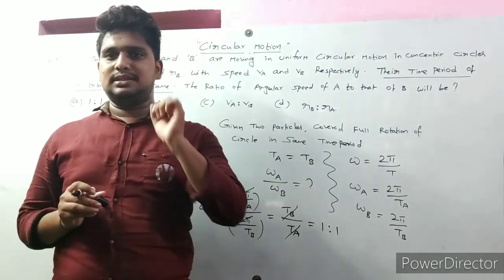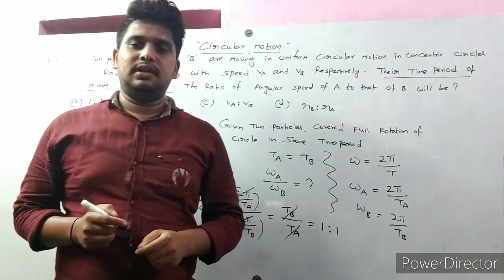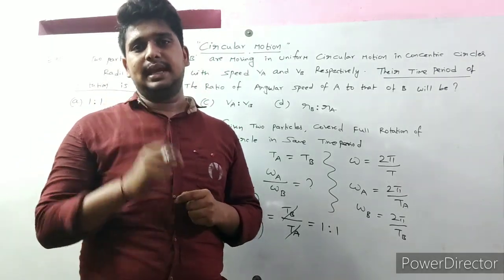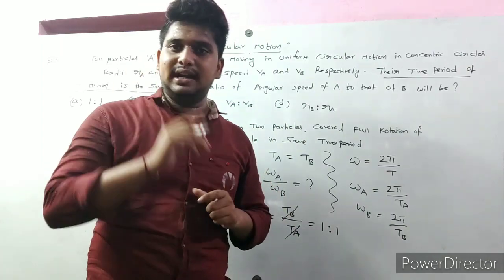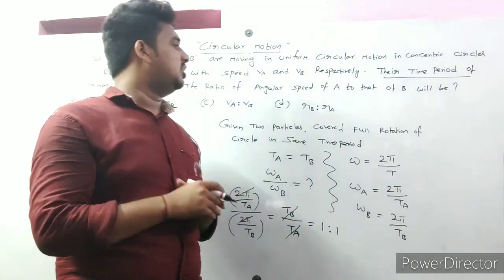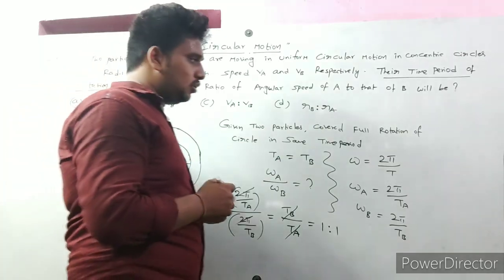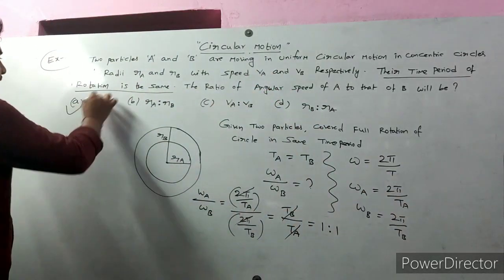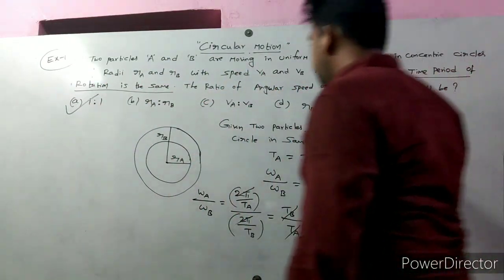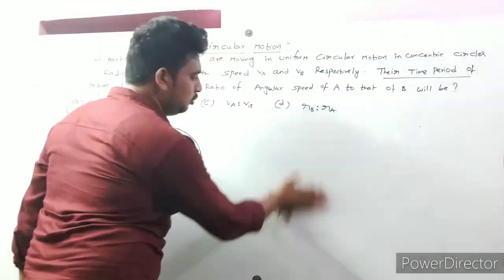Observing this question, we got one concept here. What is that? Whenever bodies move in circular paths, if the time period is the same for the two particles, then definitely the angular velocity, or angular speed, is also the same. This is very important, so I write here a note point. What is the answer? 1:1 is the answer. The main note point is a very important note pointer.